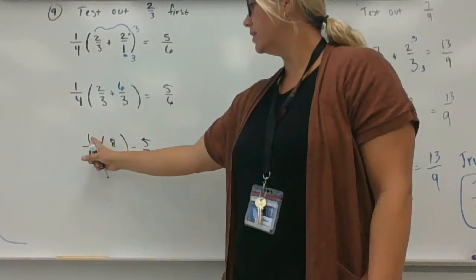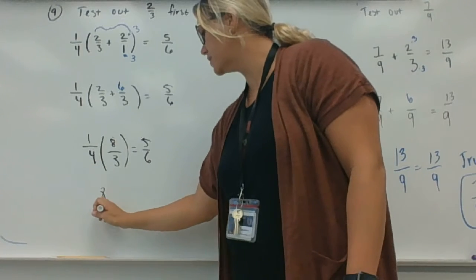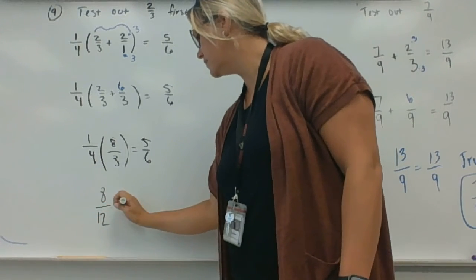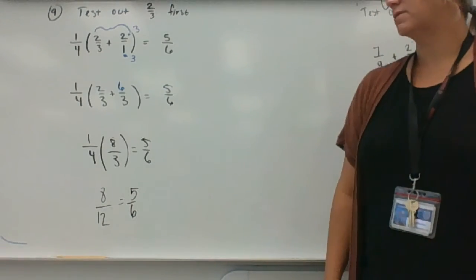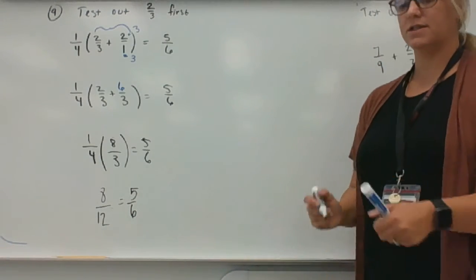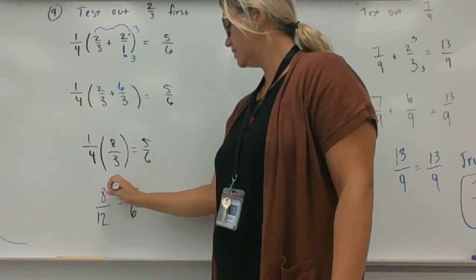We'll keep going. 1 times 8 is 8. This is now multiplication, and 4 times 3 is 12. So is 8/12 equal to 5/6? I think I'm going to reduce this.